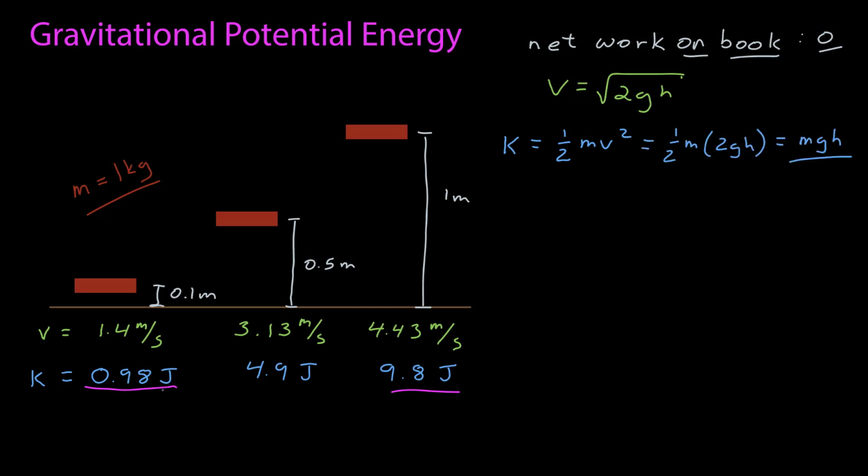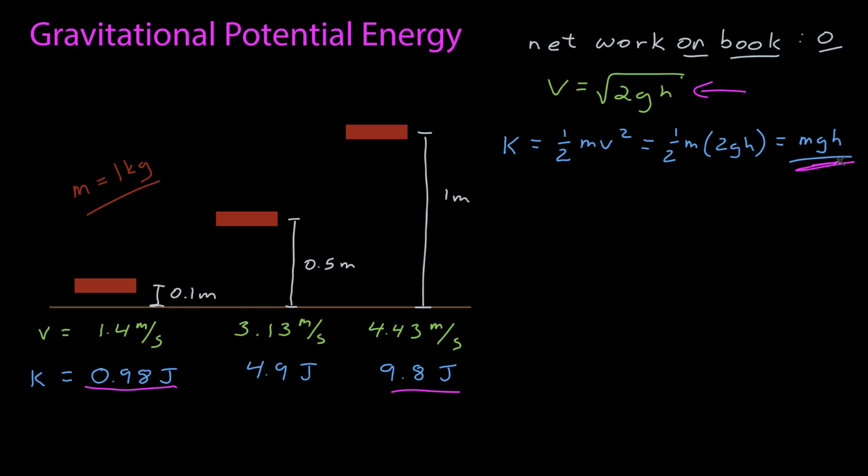In fact, if we were to substitute this into the kinetic energy, we find that the kinetic energy that the book has right before it hits the ground is proportional to the height at which it was released. So the book that was raised higher was able to have significantly more kinetic energy, yet the net work on the book was 0, just like the one raised 10 centimeters.